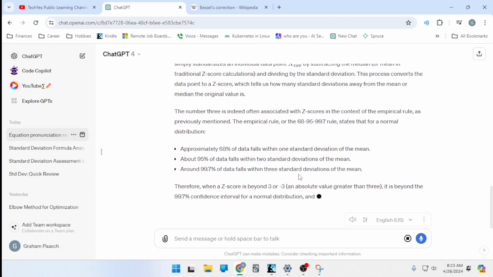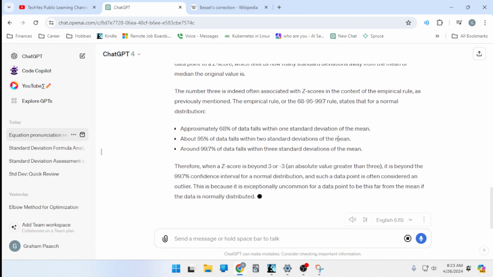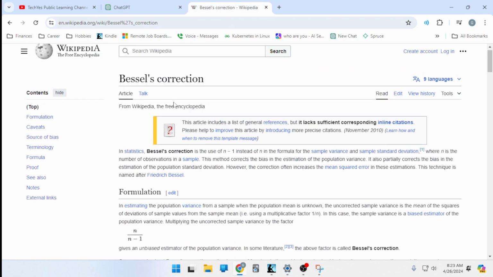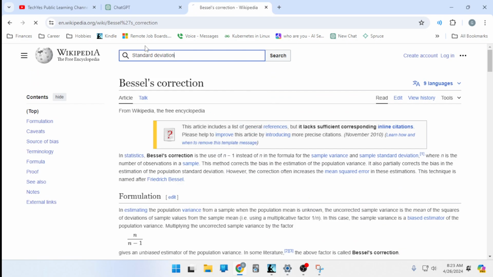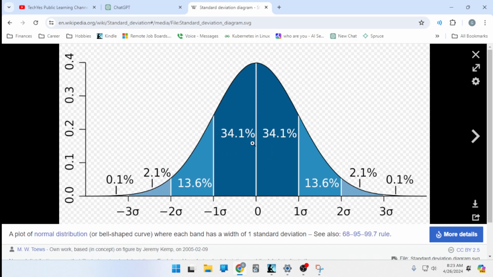The empirical rule, or the 68-95-99.7 rule, states that for a normal distribution, approximately 68% of data falls within one standard deviation of the mean. About 95% of data falls within 2 standard deviations of the mean. Around 99.7% of data falls within 3 standard deviations of the mean.